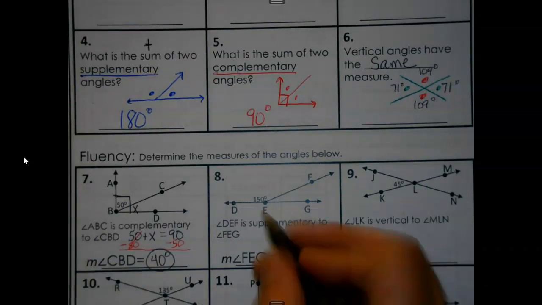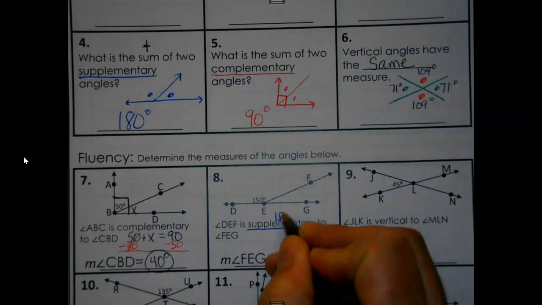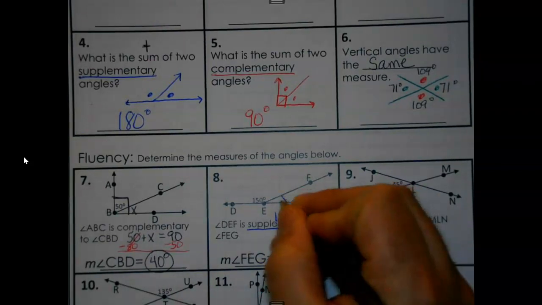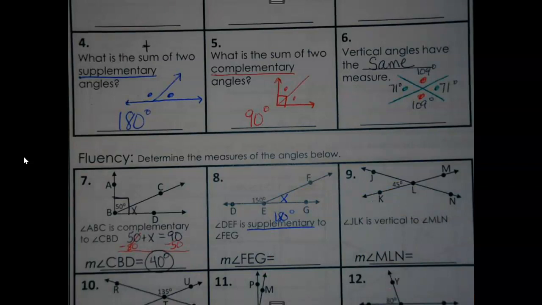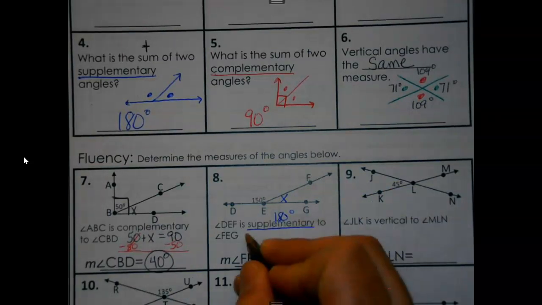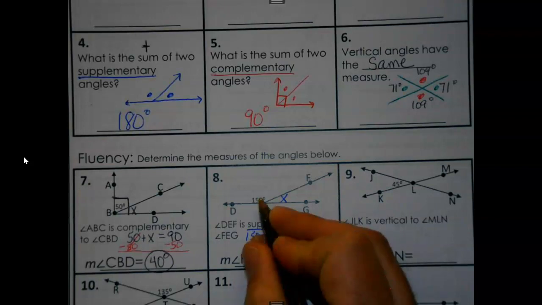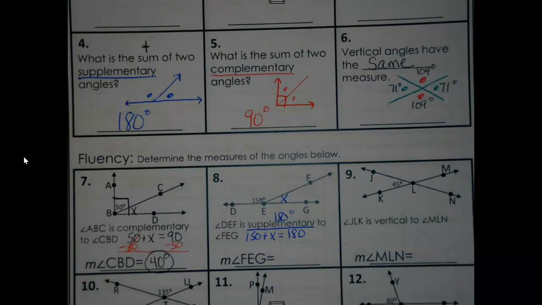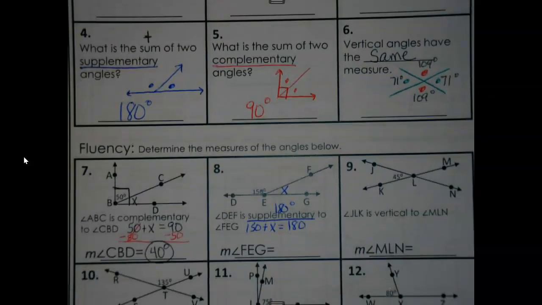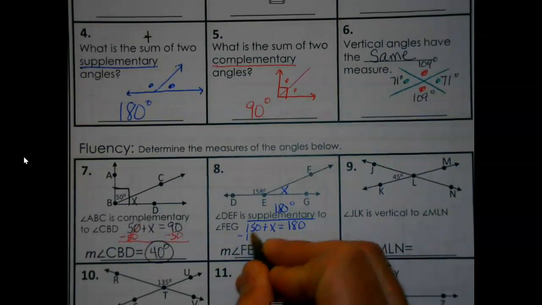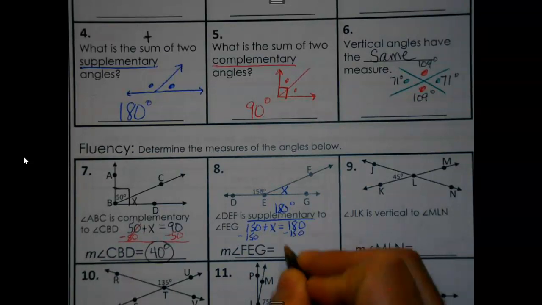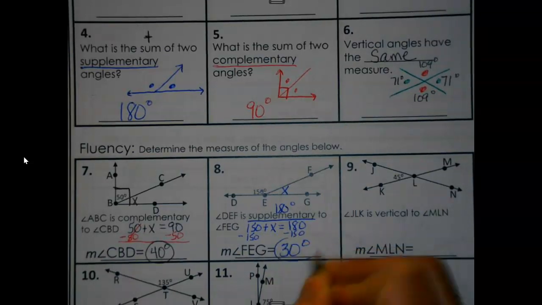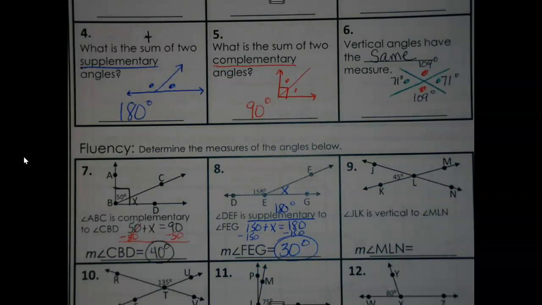Then we see supplementary. If I want to make algebra out of it, I'd take the angle I know, 150, and my x, and set it equal to 180, because the straight line makes 180 degrees. And I'd subtract my 150. And my mystery angle is 30, because 150 plus 30 is 180.